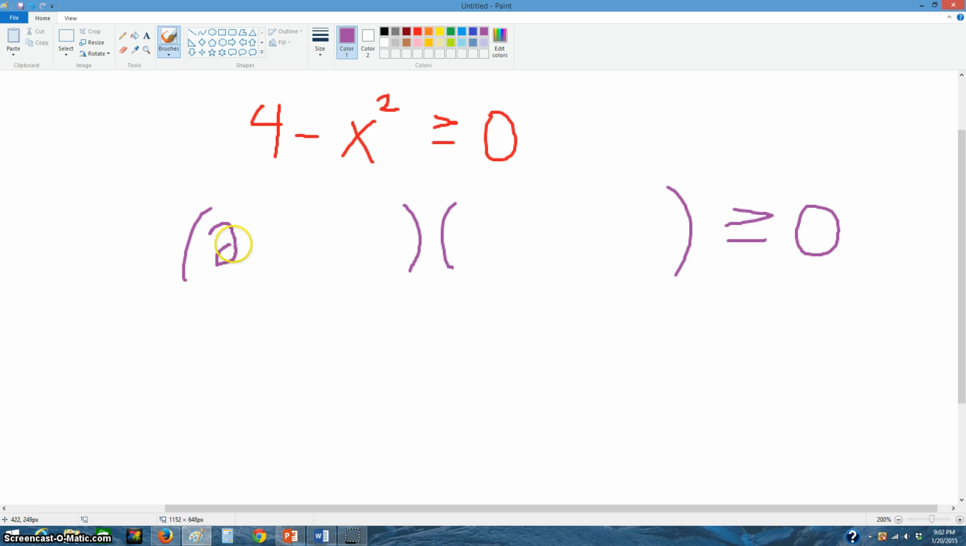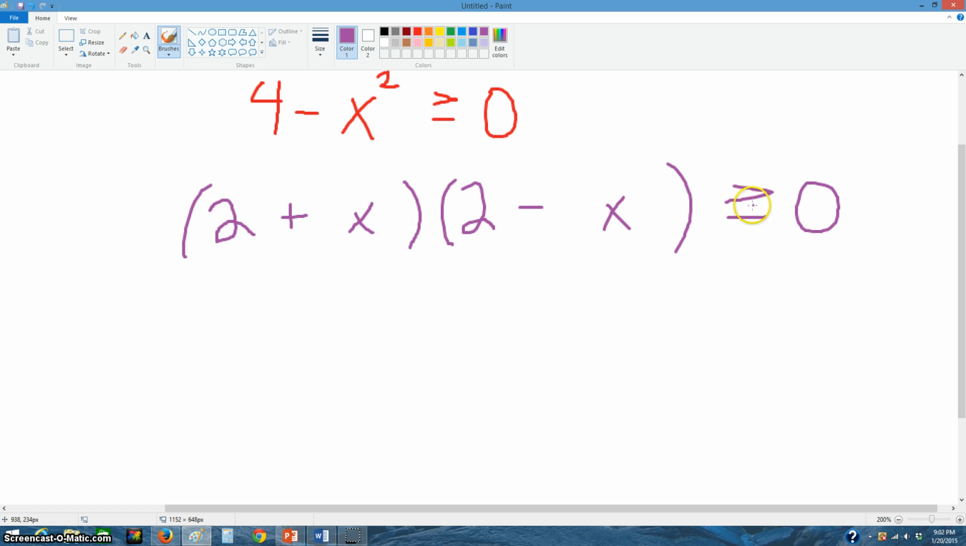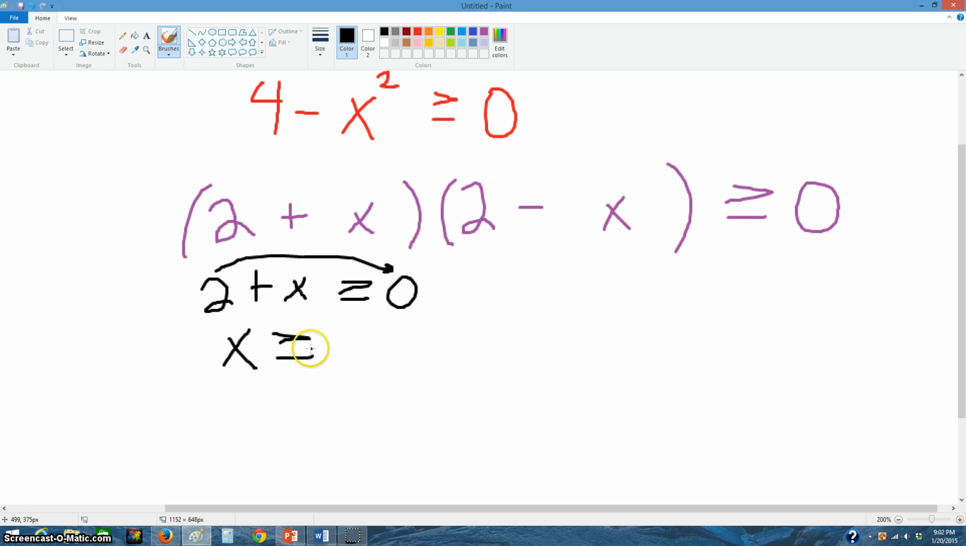So I will have a 2 and a 2, a plus and a minus, and then how do I get x squared? An x and an x. Okay, so what happens? You have to take each one and set it greater than or equal to 0. Okay, so let's take the first one, 2 plus x, and we're going to say it's greater than or equal to 0. If I move this 2 to the other side, I get x is greater than or equal to negative 2.